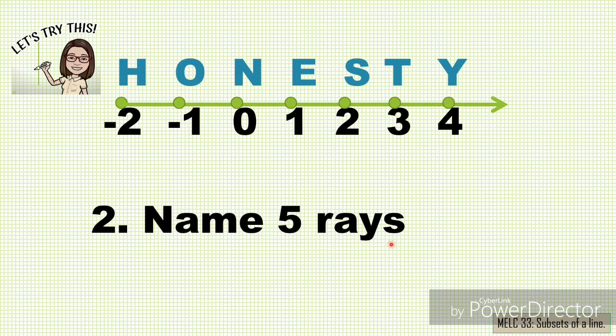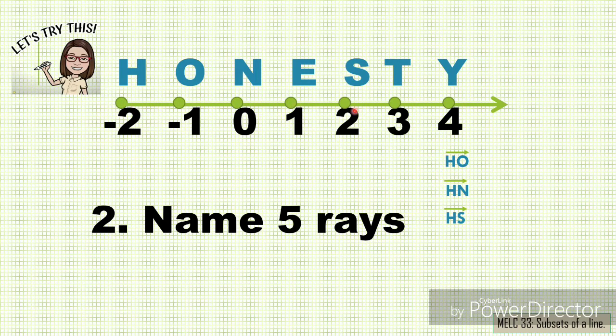This time, rays naman. Okay, let's name 5 rays. This time, hindi na pwedeng baliktarin ang mga letters, mahalaga ang position ng mga letters. Let's have ray HO. So, ito yung endpoint, tapos O, yung portion na na-extend, no? Ray HN. So, from point H ulit to N. Hindi pwedeng NH, no? Hindi pwedeng bumaliktad ang kanyang pagpapangalan. So, H is the endpoint, N is the portion na na-extend.